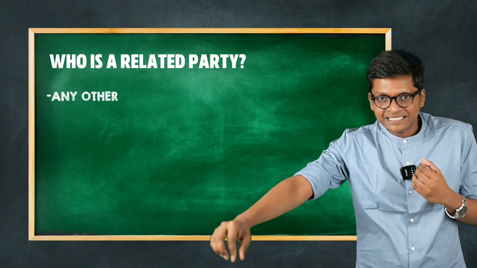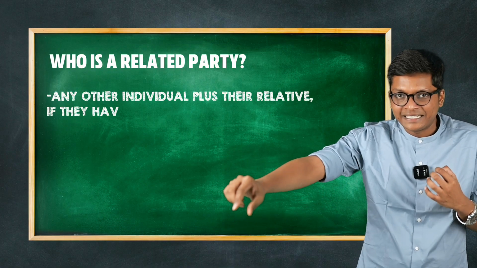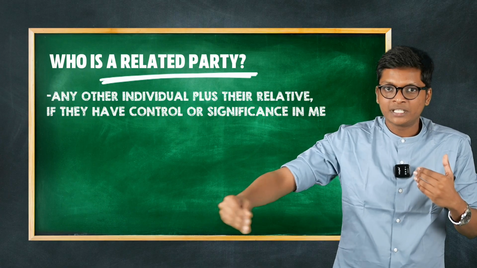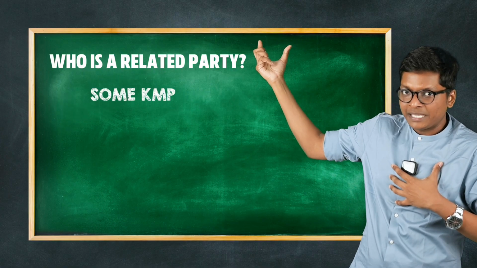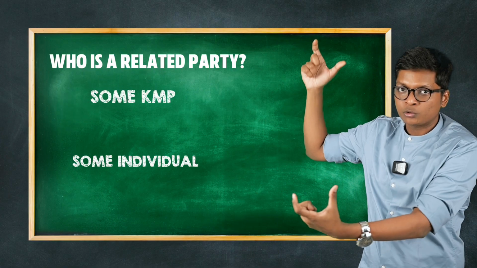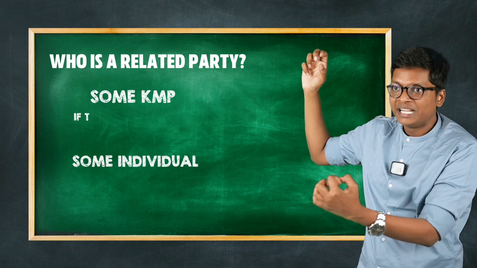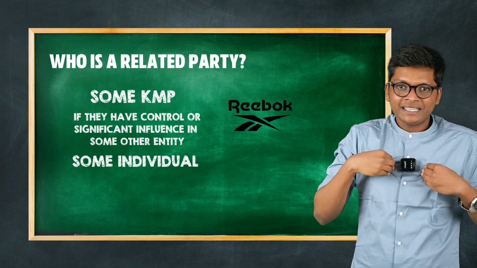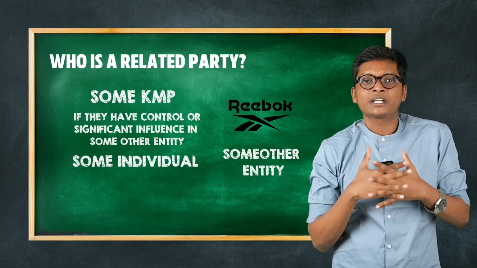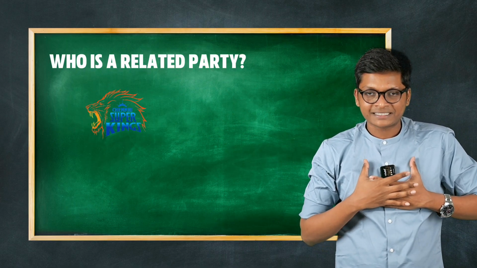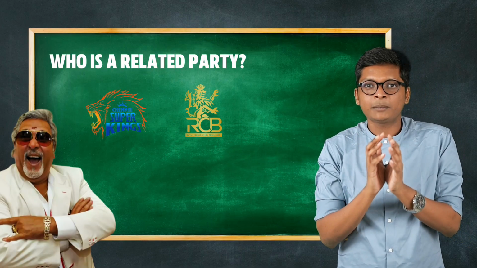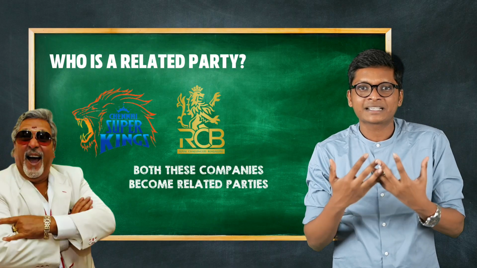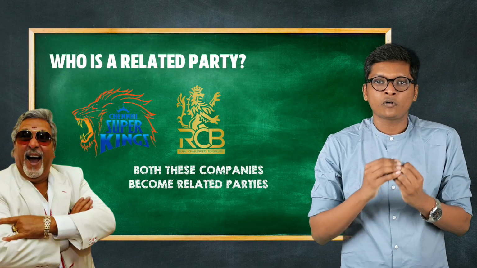Next, any other individual plus their relative, if they have control or significant influence in me, we are also related party. So in me, some KMP or some other individual is there. Now such KMP or such individual, if they have control or significant influence in some other entity, then my entity and that some other entity are also related parties. For example, let's say I am CSK, we have RCB. Let's say Vijay Mallya has control in both CSK and RCB, then both these companies become related parties. This is relative for a company.